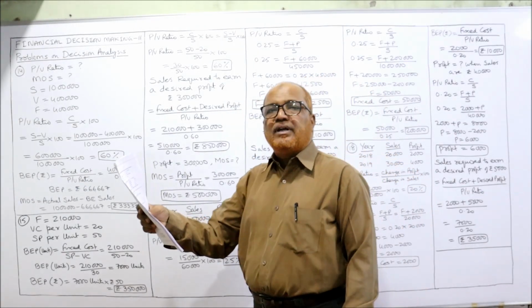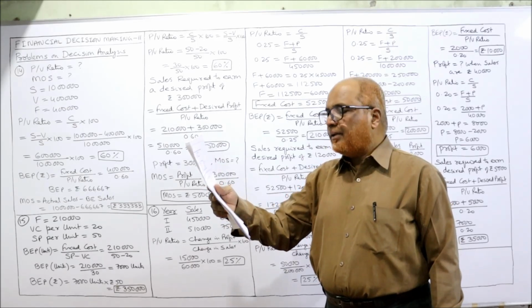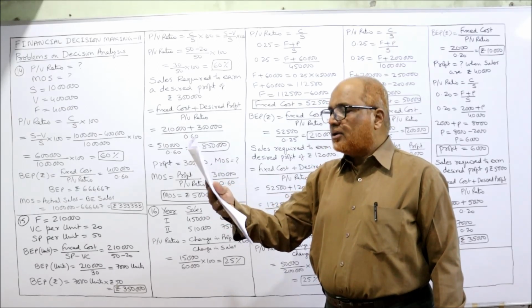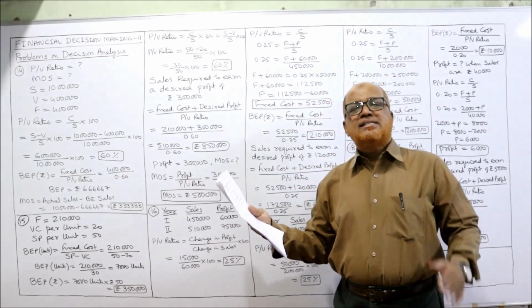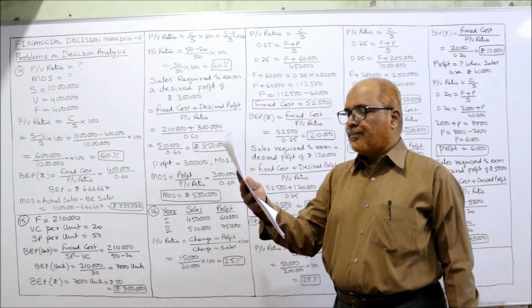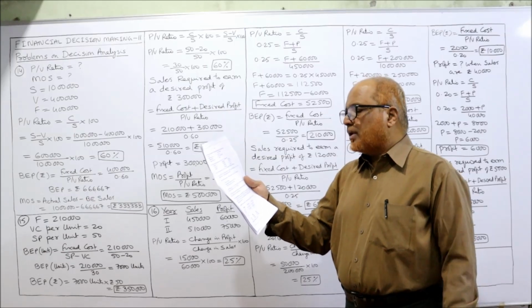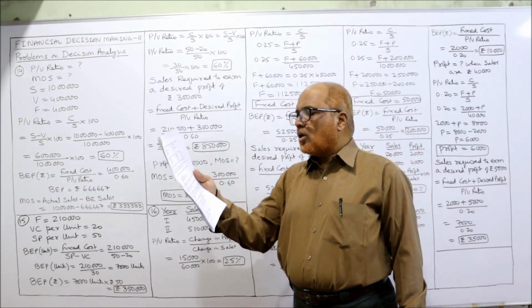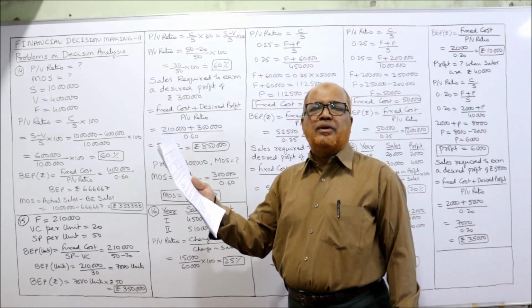Now I am coming to the 15th problem. From the following information, calculate the BEP and turnover required to earn a profit of 3 lakh. Turnover means sales. Sales required to earn a desired profit of 3 lakh. Fixed overheads means fixed cost. The fixed overheads are 2,10,000. Variable cost per unit is 20 rupees. Selling price per unit is 50 rupees.